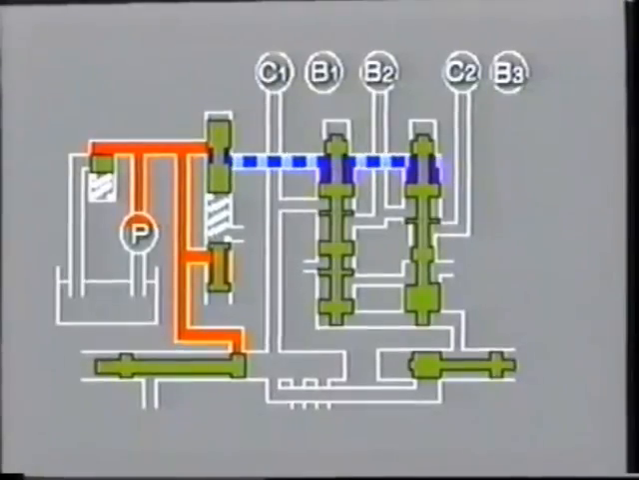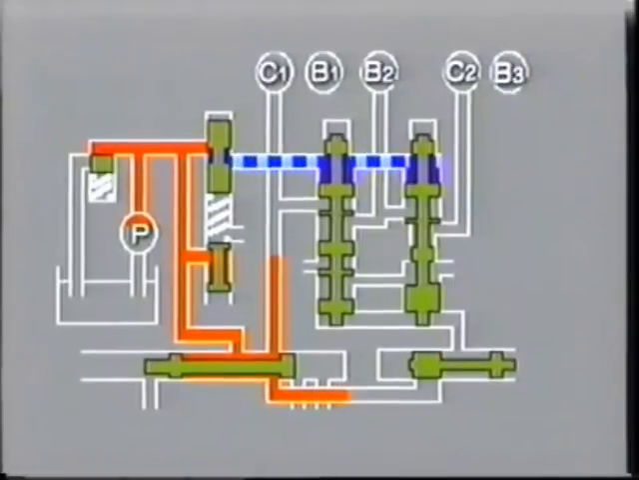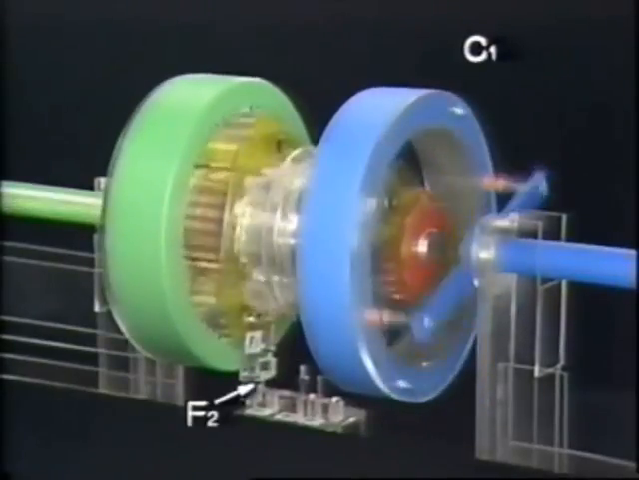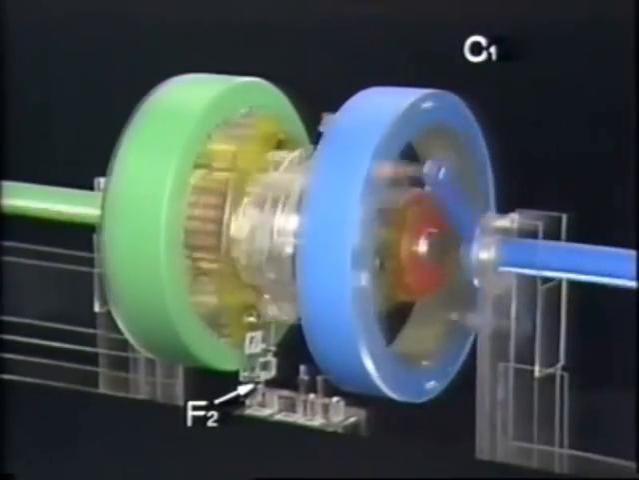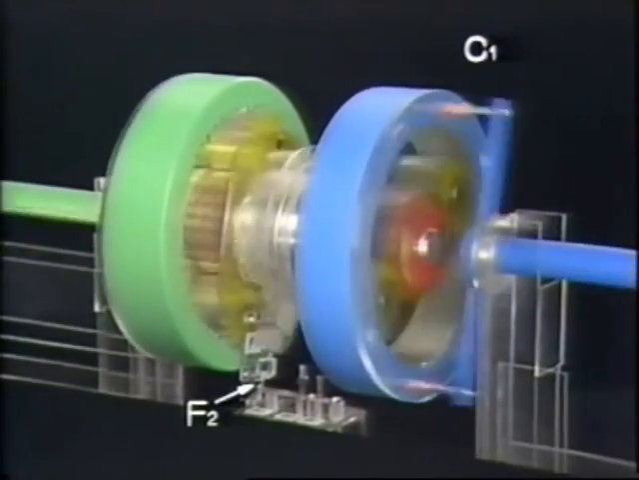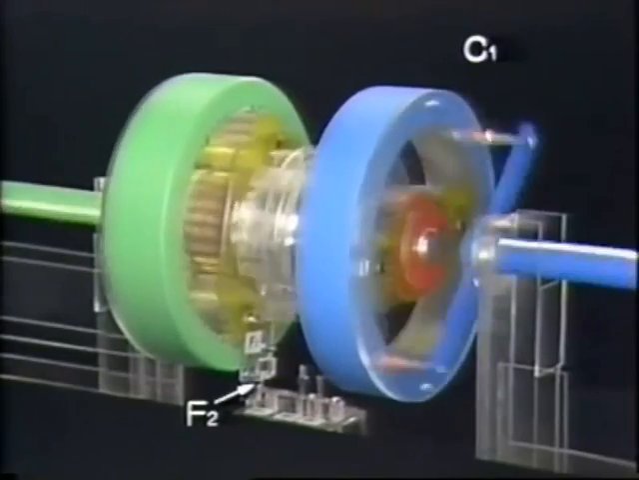When the driver wishes to start the car moving, she moves the shift lever to D. And the fluid passage to clutch C1 is opened up by the manual valve. So clutch C1 is engaged and power is transmitted from the input shaft to the front ring gear. Since one-way clutch F2 prevents the rear carrier from rotating, the rotation of the input shaft is transmitted to the output shaft, but the speed is reduced by the front and rear planetary gears. This is first gear.